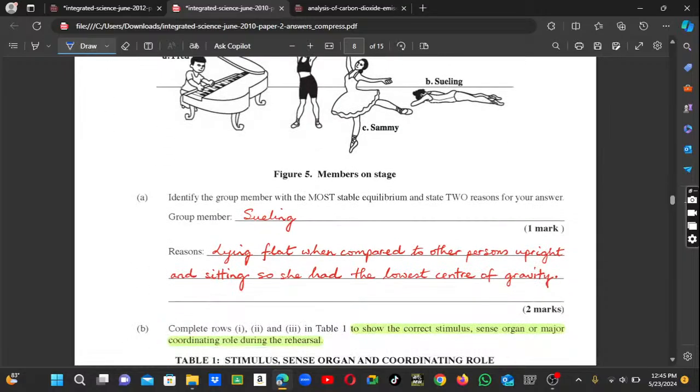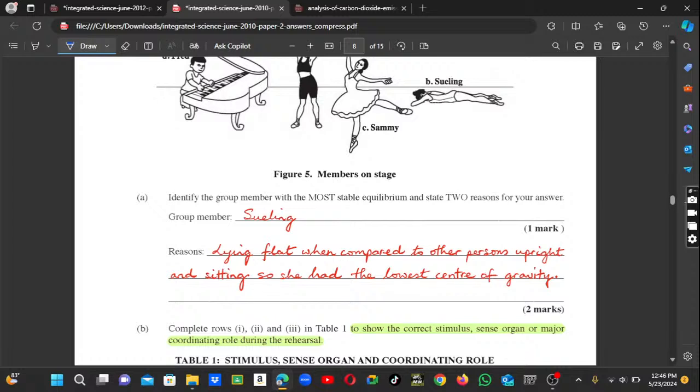Alright, it says we need to identify the group member with the most suitable equilibrium and state 2 reasons for your answer. For the group member, we are talking about Sweeling. Guys, when we are talking about stable equilibrium, we're talking about when, for example, you're not moving.